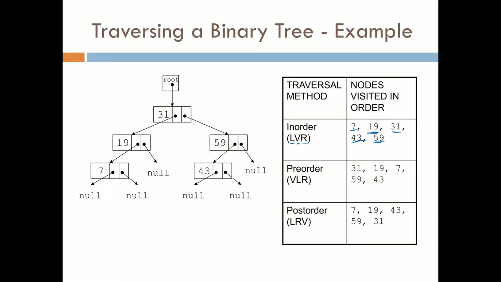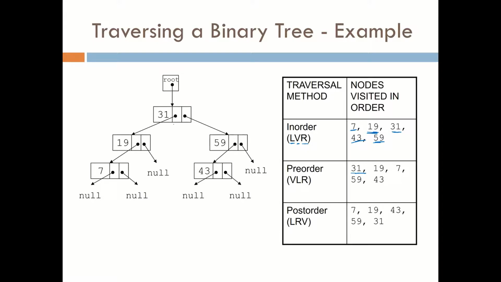And so pre-order traversal says that we will visit the node first, then we will traverse to the left subtree, and then we will traverse to the right subtree. So at every point, while we recursively travel through these nodes, we will execute this order. So I begin at the root, and I immediately visit the root, and I output 31. You notice that the V comes first in this case, so I'm visiting.